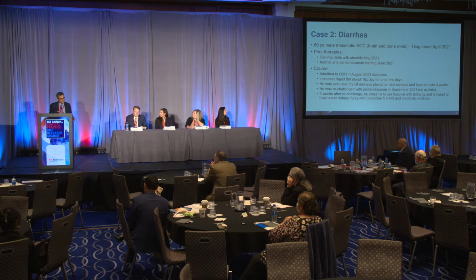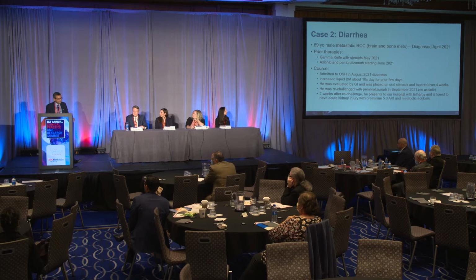The next person, same format. We have a patient who is a 69-year-old with metastatic kidney cancer. This is actually a patient that I saw in the hospital for the first time. He was diagnosed at an outside hospital a few months before I met him with brain and bone mets, and had prior therapies because of the brain mets. He had gamma knife surgery and was treated with steroids. That started around May, and then a month later he was started on axitinib and pembrolizumab. Talking to his primary oncologist, it looked like he may have been on steroids on and off in between as well.